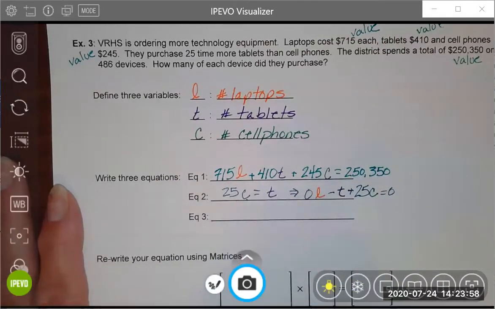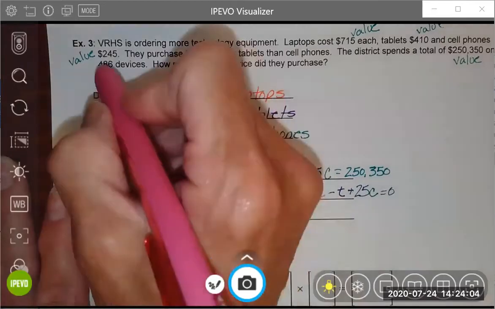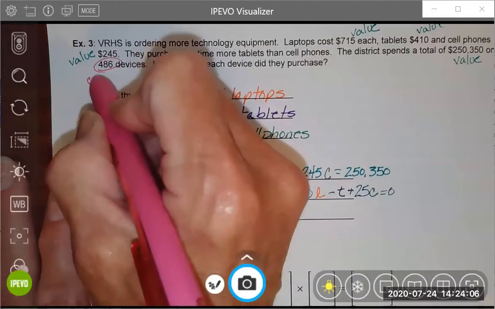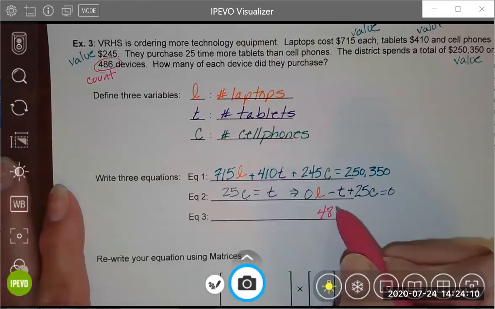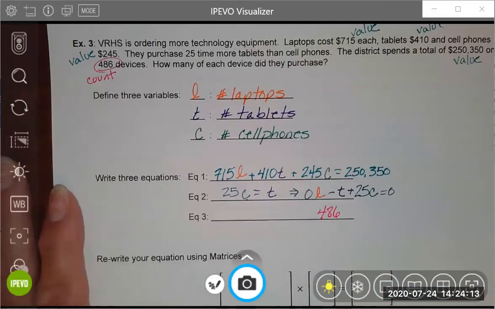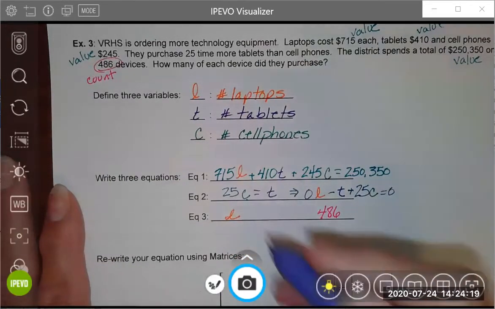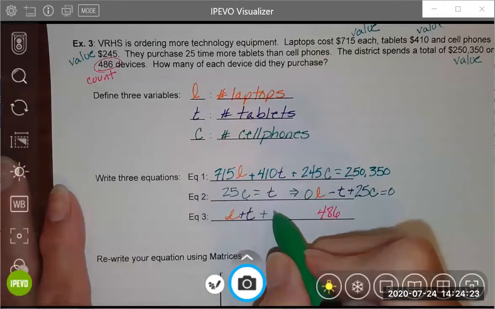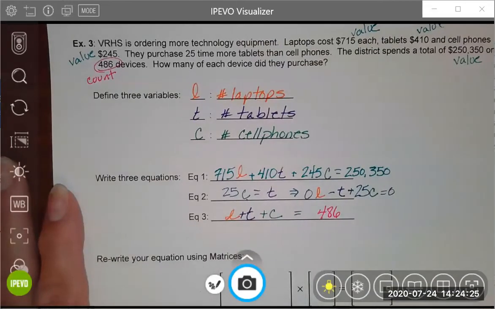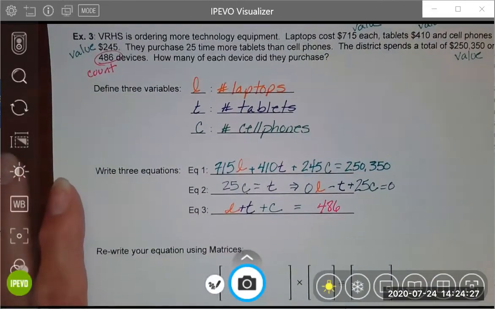And then lastly, there's another number that I haven't used, and that number is the total number of devices. So this is my counting number. All my purchases should result in 486 boxes of laptops, plus my tablets, plus my cell phones, and all of those should add up to 486.